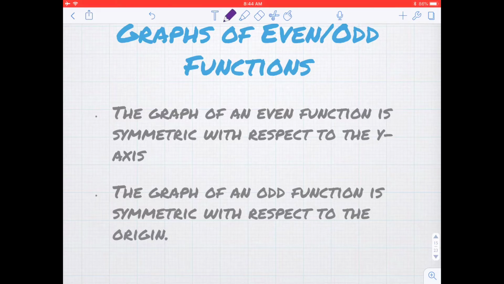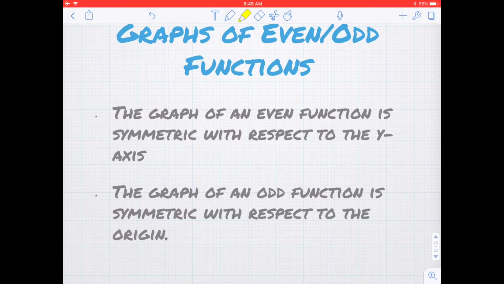Hello students, the purpose of this video is to get you comfortable thinking about even and odd functions, and we're going to talk about this from a graphical approach first, and then we'll go from an algebraic approach. The graph of an even function is symmetric with respect to the y-axis.